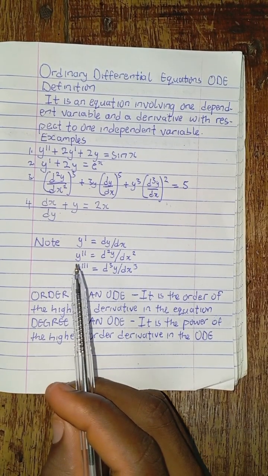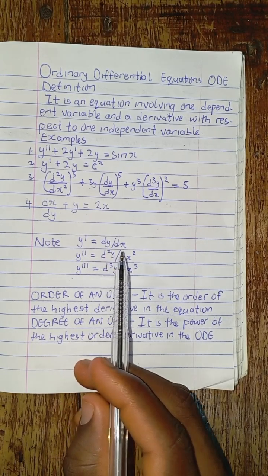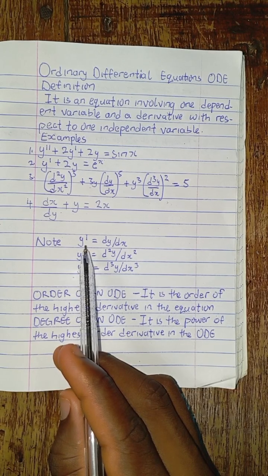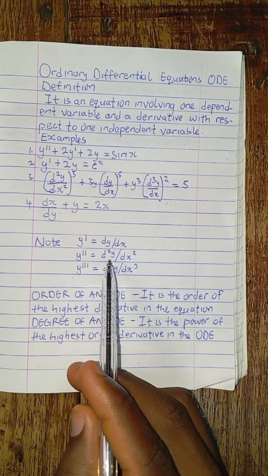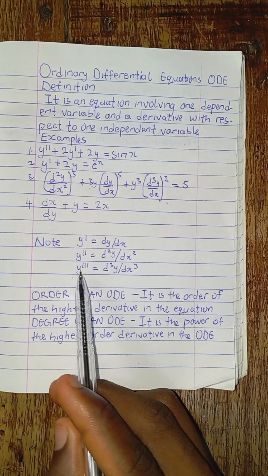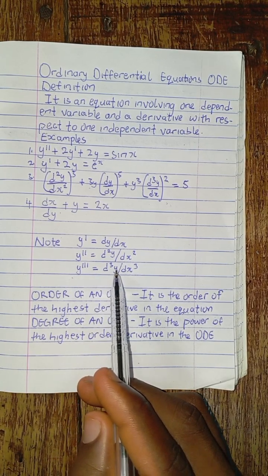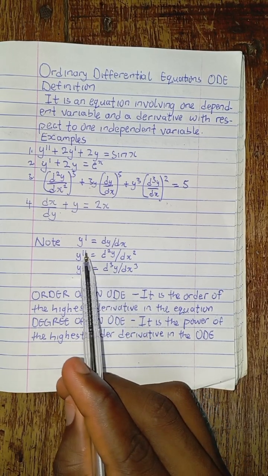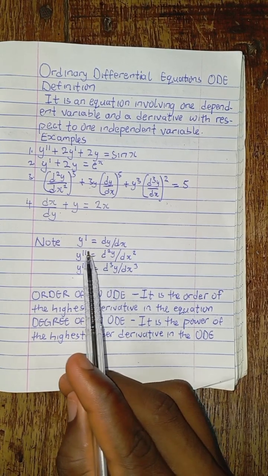Okay, note y prime is also equal to dy over dx. This is the first derivative. Y prime prime is equal to d square y over dx square. This is the second derivative. Y prime prime prime is equal to d cube y over dx cube, and so on. Don't forget this, because in most of the examples or equations, they are interchanged.